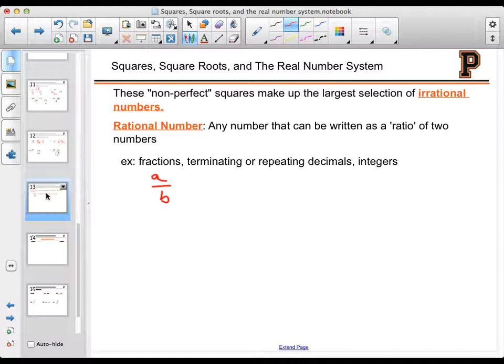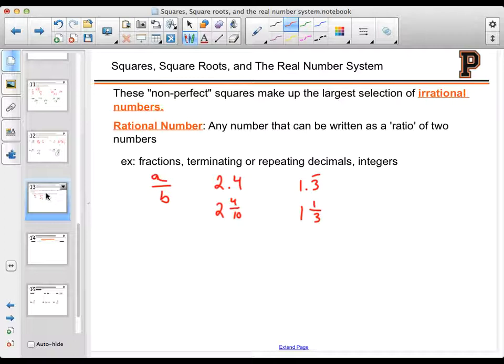Any terminating or repeating decimals can easily be converted into fractions. Think of a terminating decimal like 2.4, well, that could be written as 2 4/10, right? It's a fraction. That means it's a rational number. Or even a repeating decimal like 1.3 repeating. 0.3 repeating is a way of representing the fraction 1/3. This is 1 1/3. Anything that's written as a repeating decimal or a terminating decimal could be converted into a fraction, right?